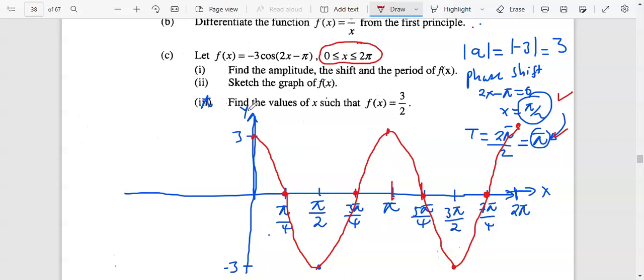Now the other question is saying find the values of x such that f of x is 3 over 2. 3 over 2 is 1.5, so that is about just the middle of this function. If you have sketched it nicely, you can draw a line here. At every point where the graph is cut, those are the values of x, meaning you're going to have one value of x here, one here, one here, and then another value of x here. But from this sketch we cannot really determine the values. That means we have to solve.